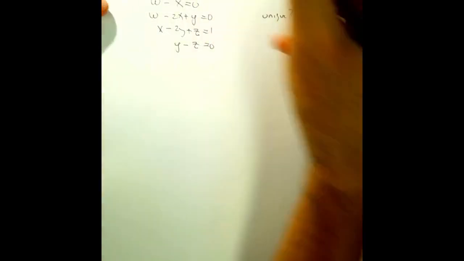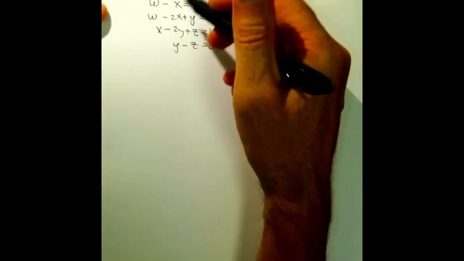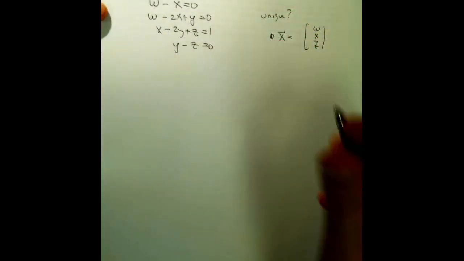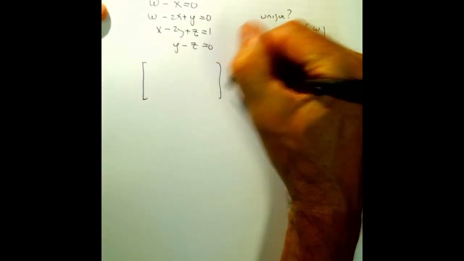Okay, so let's see, what is my state? I have w, x, y, and z. So my state vector is w, x, y, and z. So I have 4 unknowns and I have 4 equations. So because it's 4 by 4, I can just do a determinant without going through and doing all the stuff. So I'm going to rewrite this system.